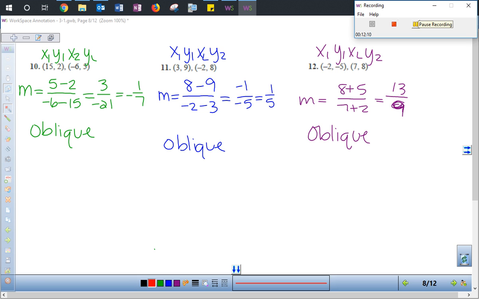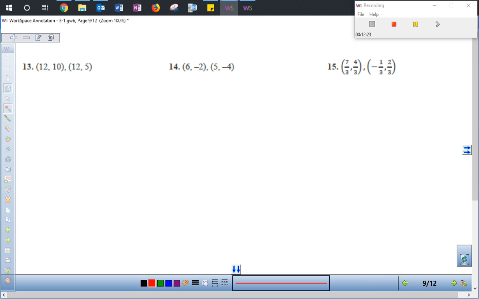When you substitute in your x sub 1, y sub 1, x sub 2, y sub 2, you should get 8 plus 5 over 7 plus 2, which will give you 13 over 9, which cannot be simplified, and we have an oblique line. Again, I'd like you to pause the video and do number 13 on your own.